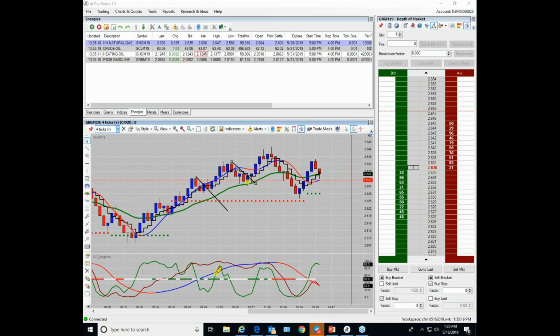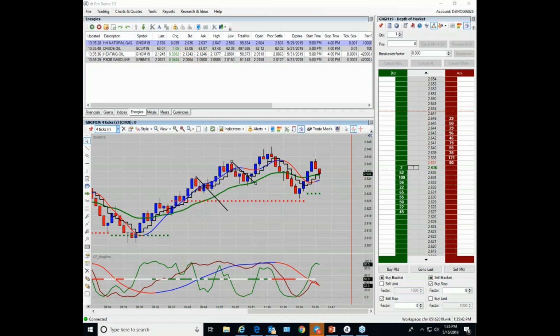Is the cycle blue? It is. Do we have separation? Absolutely. So there's no additional information other than to push a button inside the DOM and get long. As long as we're making higher highs, as we're doing.